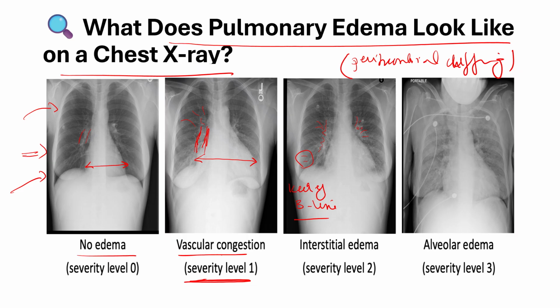Now, if we move on to the next stage, which is the stage of alveolar edema, if you look at the radiograph, it shows a lot of alveolar opacities. You can see all the opacities, which means that the fluid is actually in the alveoli. You can also see air bronchogram. There is some air present at this level, and around that there is a lot of fluid.